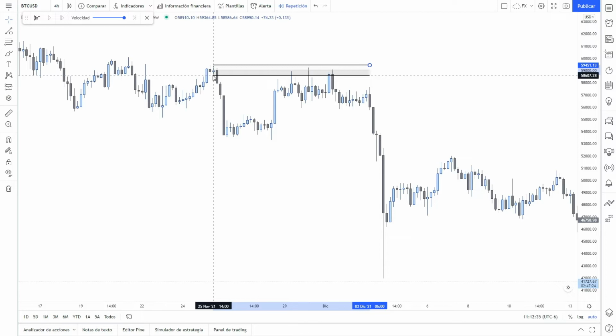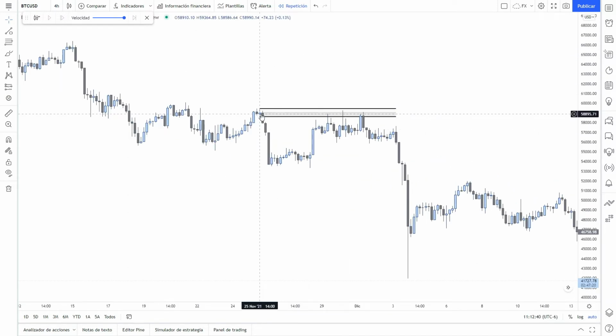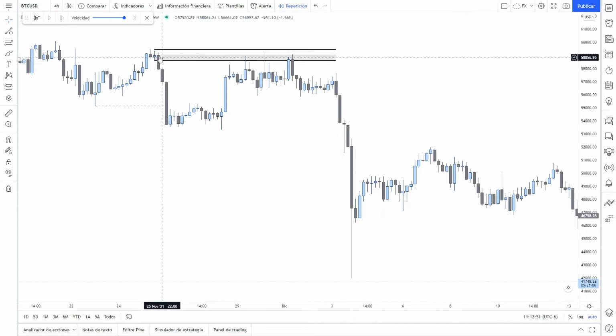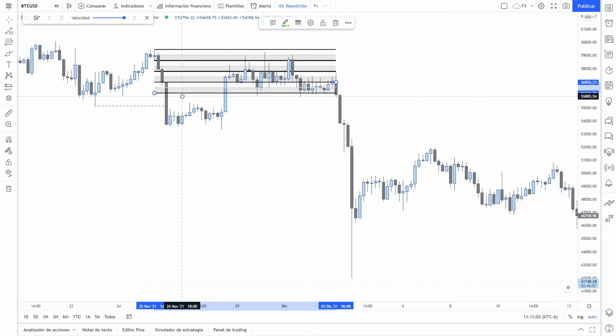Okay, so let's use this one. See what happened. We have a strong push to the downside that also breaks a structure. See the break, and let's see if this candle fits at least twice. So let's see, 2, 3, 4, 5, 6, almost 7.